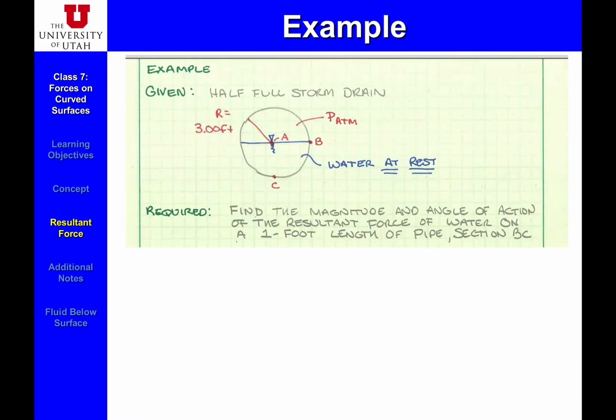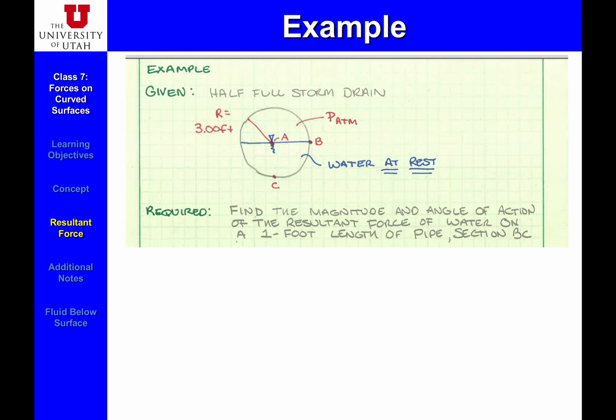Okay, so now that you've learned how to do the basic calculations, let's work an example. And because my area of research is stormwater management, I've got an example of a half-full storm drain that we're going to look at. So in this example, we have a half-full storm drain with a radius of 3 feet, and because it's a storm drain, it's not a pressurized pipe system. The pipe's only half full. The pressure inside the pipe above the water surface is just atmospheric. There's no additional pressure head within the system.